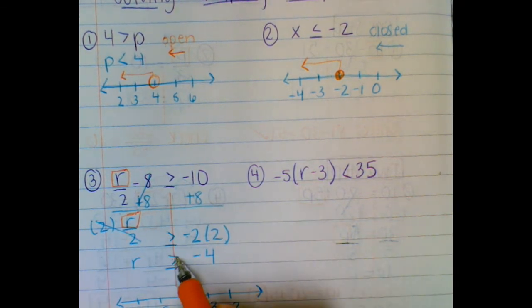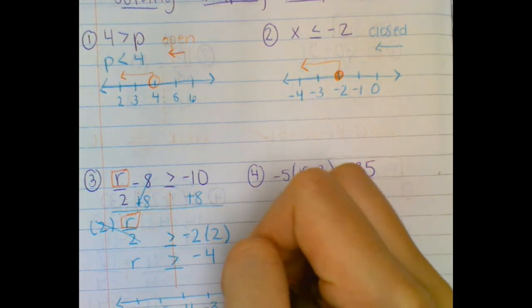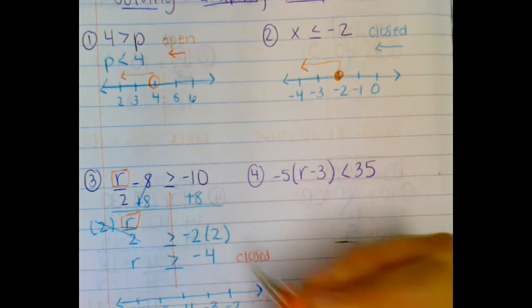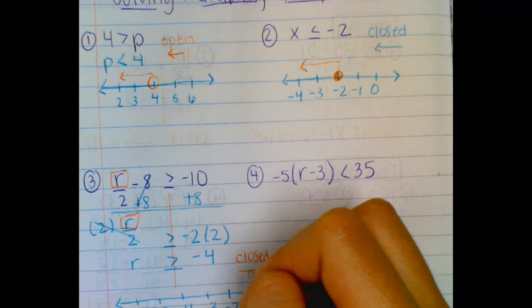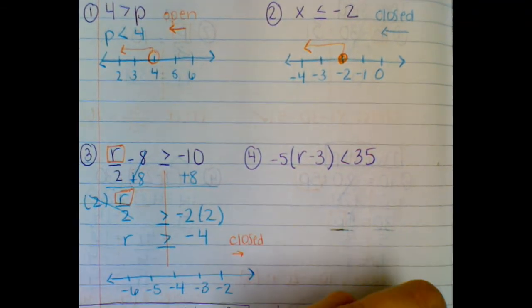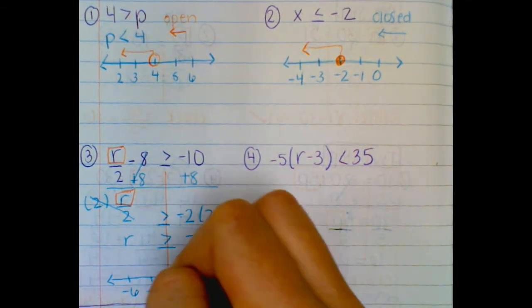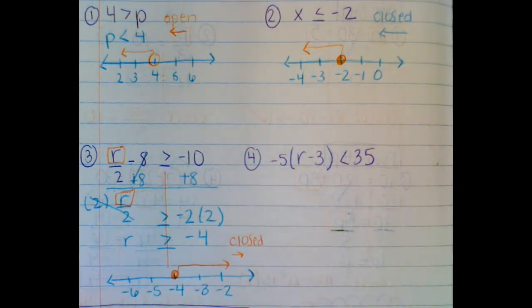I'm going to look at this. This is a closed circle because it's equal to. And this time it's greater, so it goes to the right. And you can always look back to your notes. So I'm going to have a closed circle here, and it's going to go to the right.